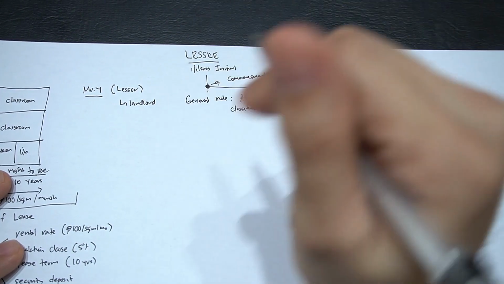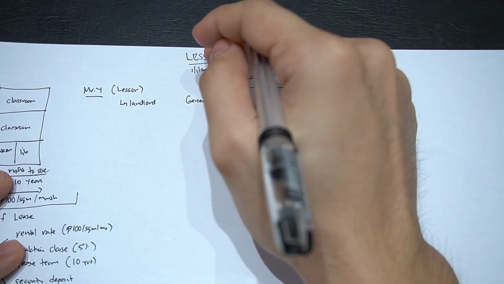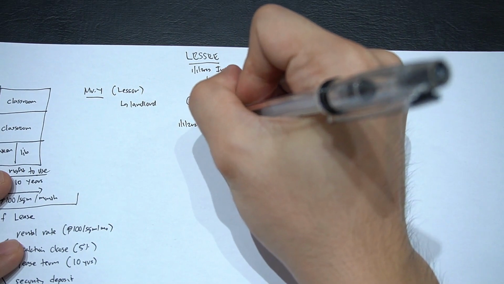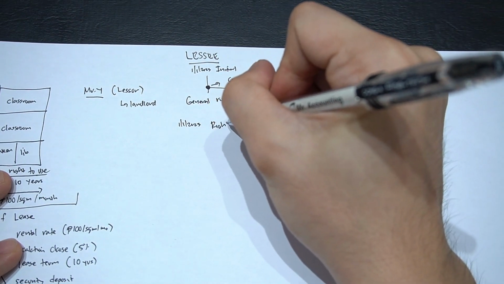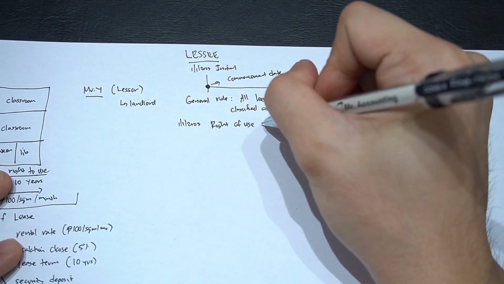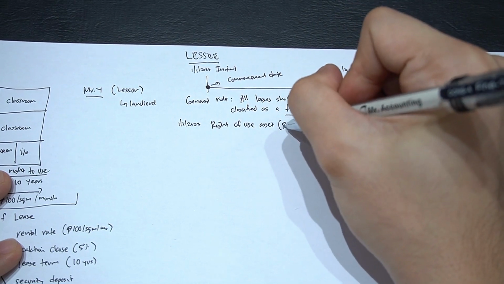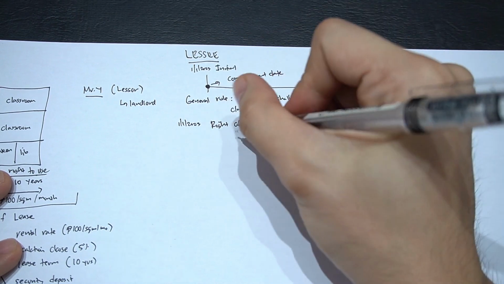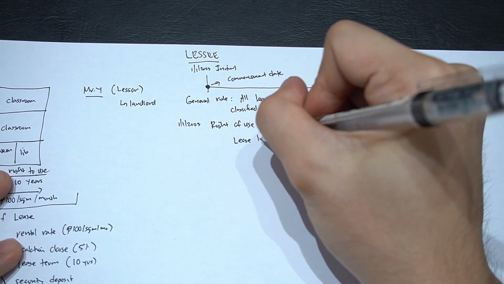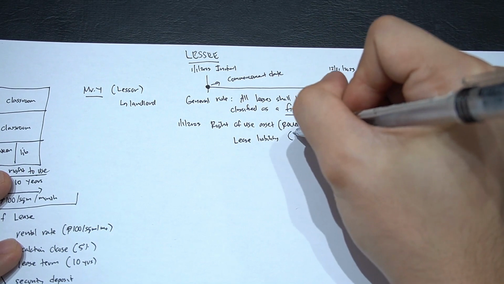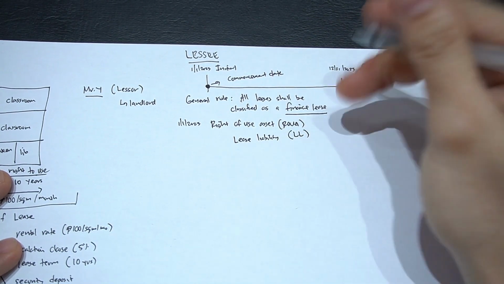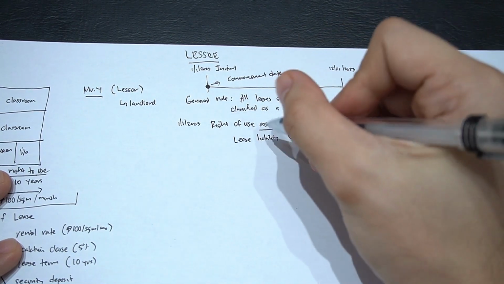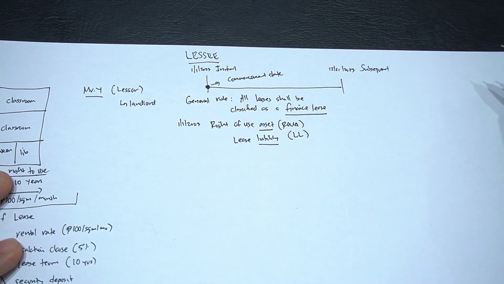Okay, ibig sabihin ng finance lease class, ang implication niyan is, in the books of the lessee, mag-record siya ng January 1, 2023, debit right of use asset, or ROUA, let's call it ROA. Debit right of use asset, credit lease liability. Let's call this LL. Alright? So, under a finance lease, si lessee meron siyang debit right of use asset and meron siyang credit lease liability.